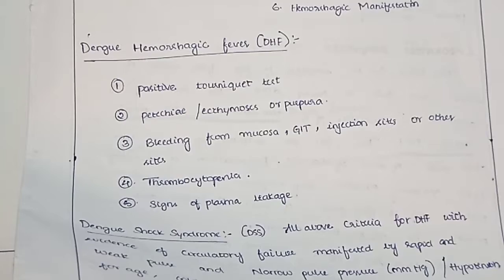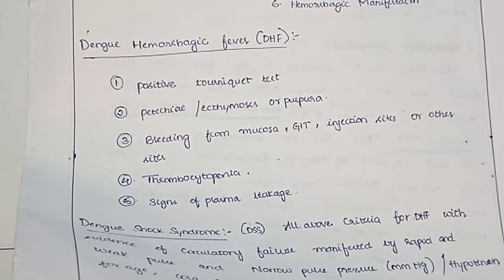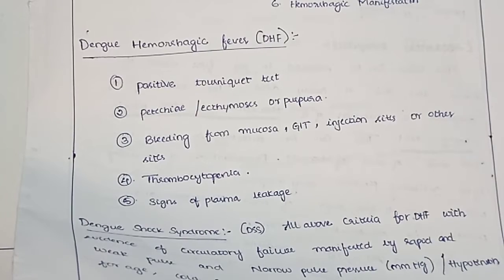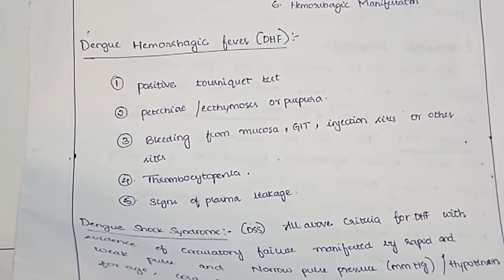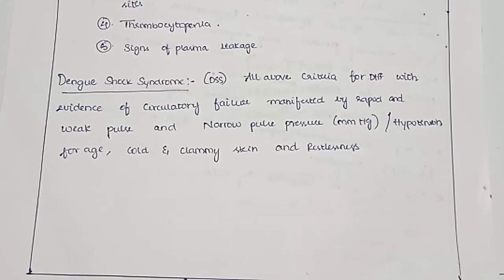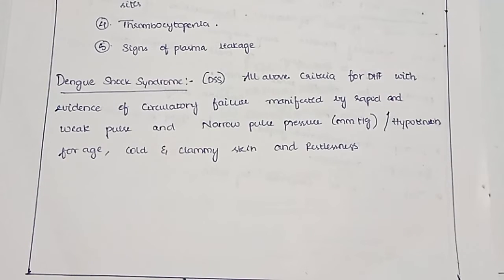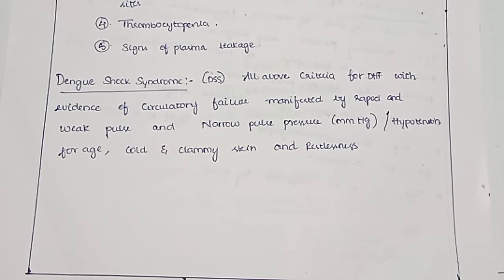It shows positive tourniquet test, petechiae or ecchymosis or purpura, bleeding from mucosa, GIT, injection sites or other sites, thrombocytopenia and the signs of plasma leakage. And the third one is dengue shock syndrome. All above criteria for dengue hemorrhagic fever with evidence of circulatory failure manifested by rapid and weak pulse and narrow pulse pressure or hypotension for age, cold and clammy skin and restlessness.